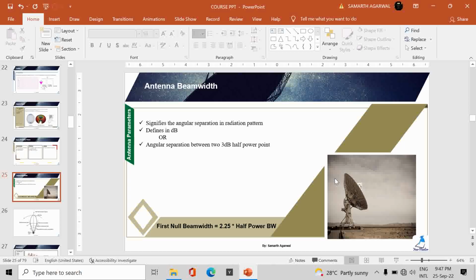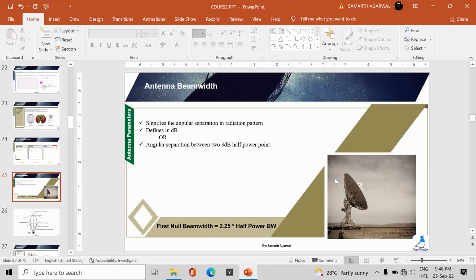Whenever this antenna radiates, it will depict the angular separation between the left and right side of the radiation pattern, and the unit of this beam width will be in dB. And the second definition of the antenna beam width is the angular separation between two 3 dB half power points.